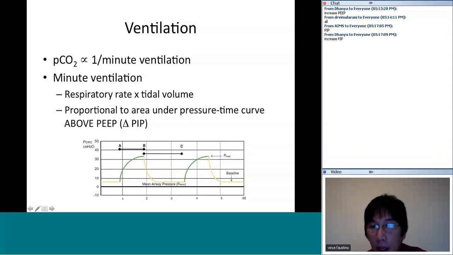And this is important because what you need to remember is the tidal volume is directly proportional to the difference between your PEEP and your PIP. So if that's not how your ventilator works, you need to do some calculation to figure that out.